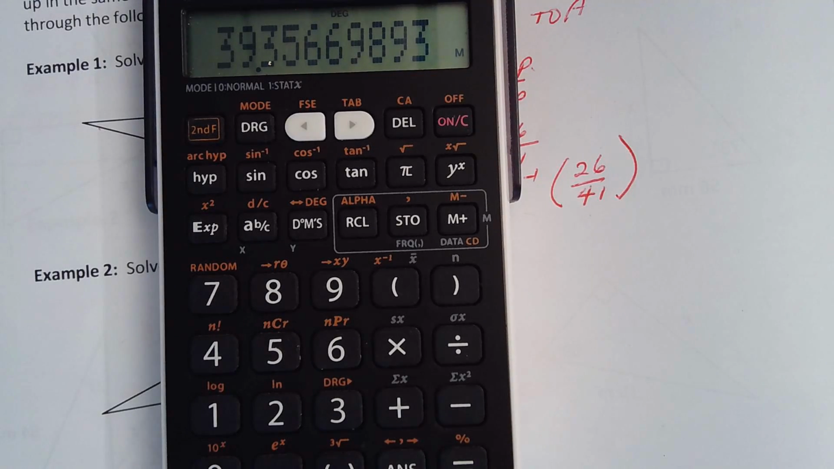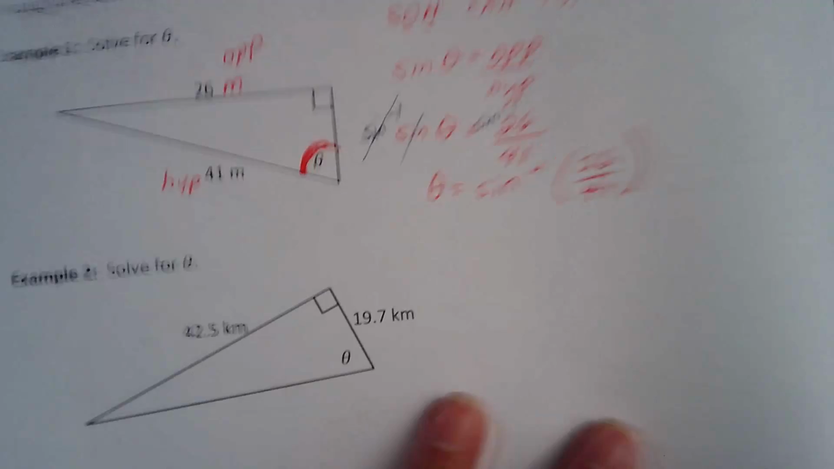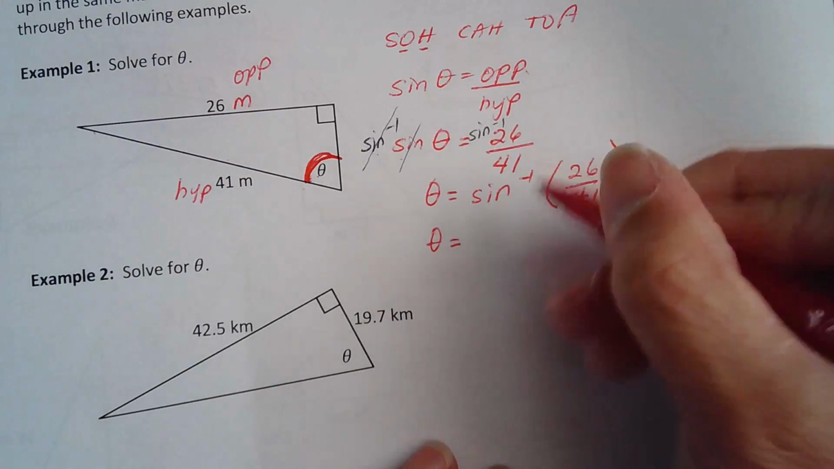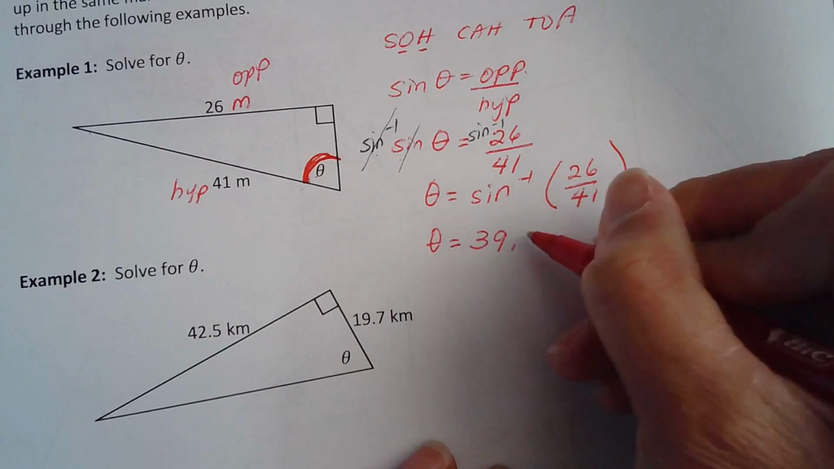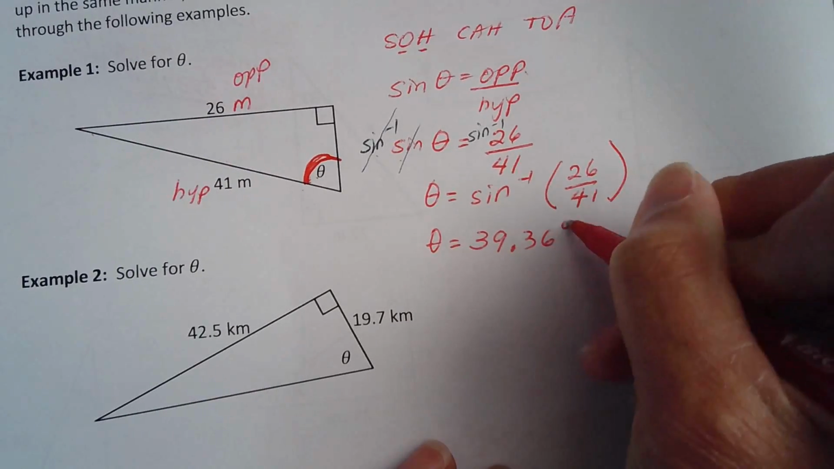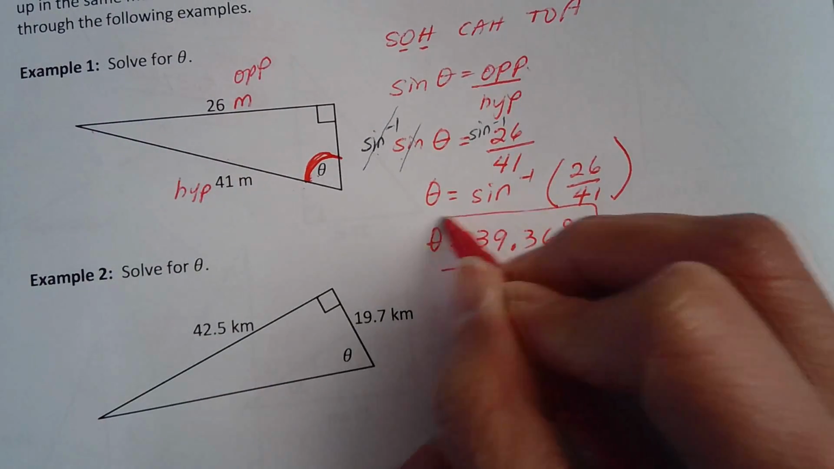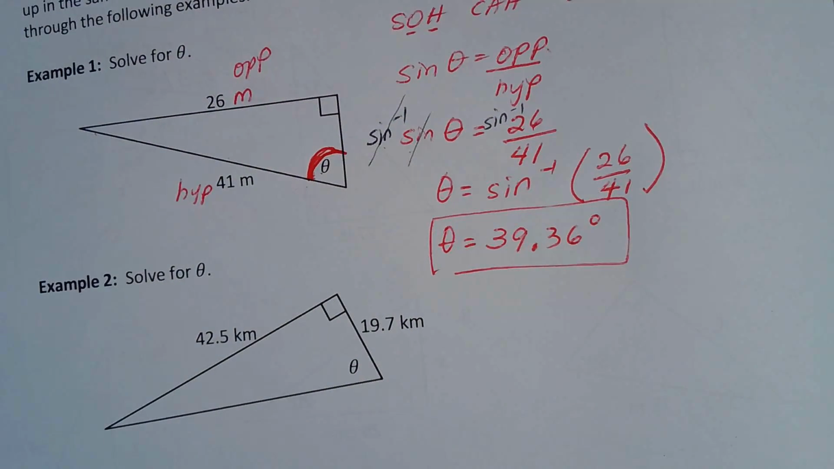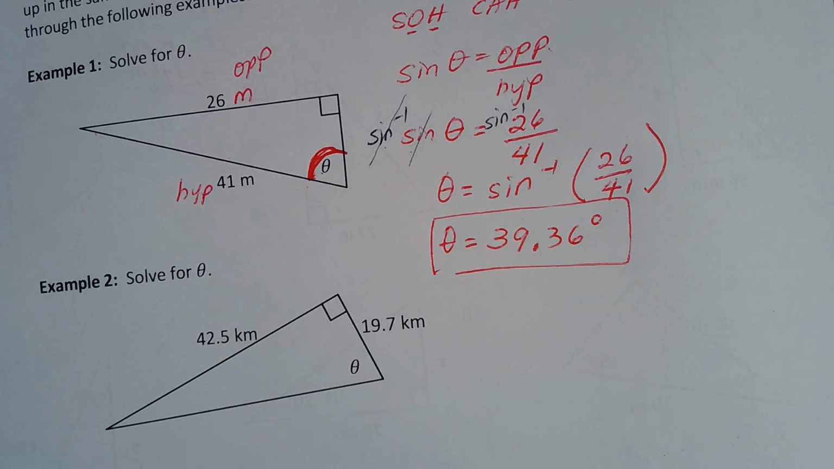Okay. Is everybody okay with that one? So don't rush into picking up your calculator and start typing things in. You have to set it up. Okay. Is that good? So our theta is equal to 39.36 degrees. Now, did everybody get 39.36 degrees? I got only 39. You got 39? Okay. Take a look at that.